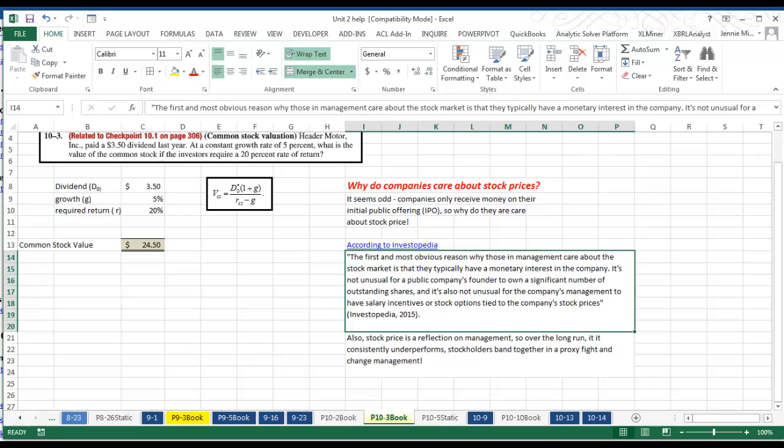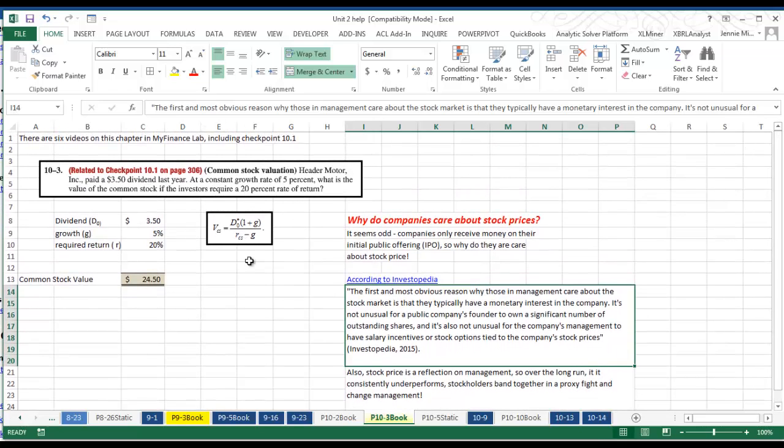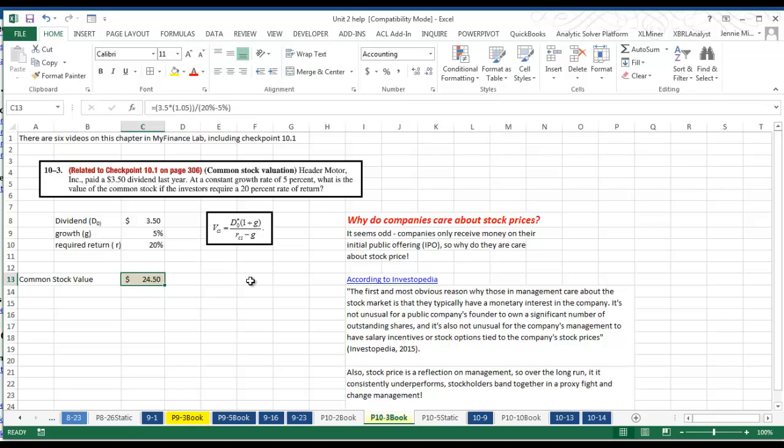So there's definitely an eye on the stock market and how they actually compare to their competitors and so on. So hopefully this will help you understand why you would even be doing a calculation like this, and we'll be using this same formula in the next problem and actually taking it a step further.